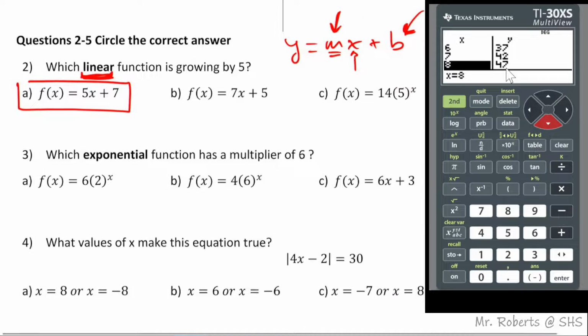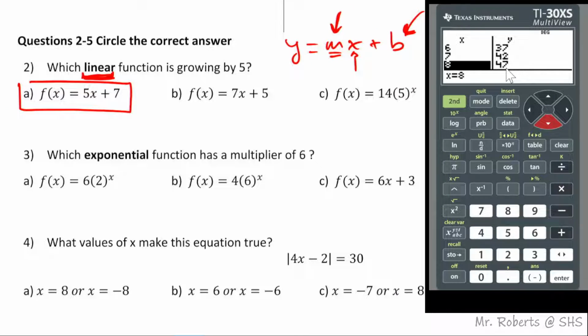So because it's exponential, I know my only two options would be A and B, right? Both C and D are linear, so those are out of the picture. For A, I am multiplying by 2. As x increases, it multiplies by an additional 2, and my 0th term is 6. For B, my 0th term is 4, and I'm multiplying by 6s. So B is my correct answer here.